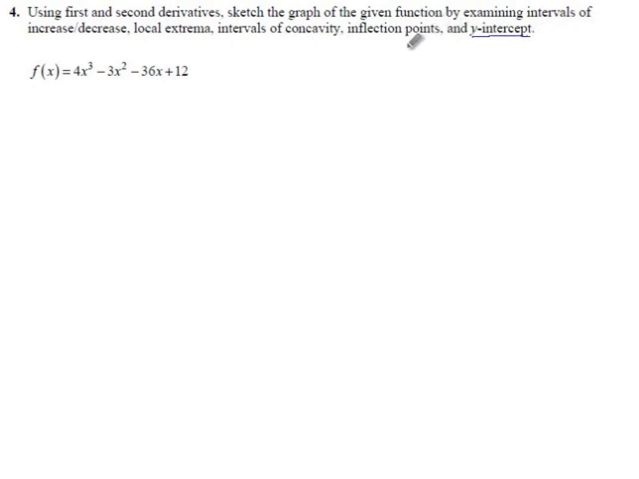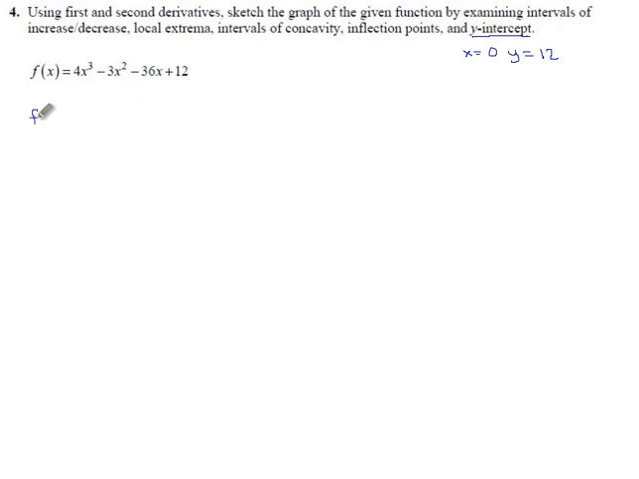So let's start with this because it actually uses the original function. The y-intercept happens when x equals 0. And if we plug 0 into this expression, we get 0 minus 0 minus 0 plus 12. That was easy. There's our first point. All this other stuff involves the derivatives, so let's knock those off.